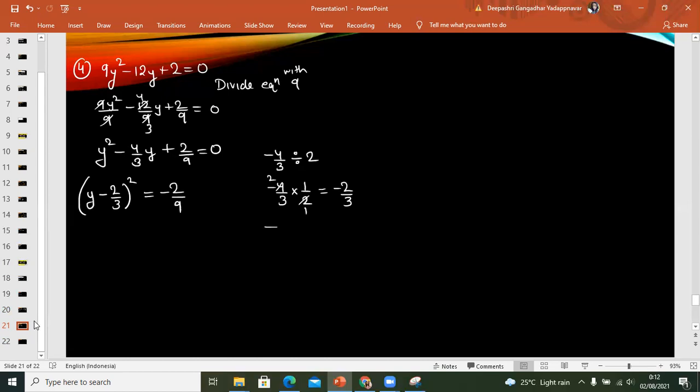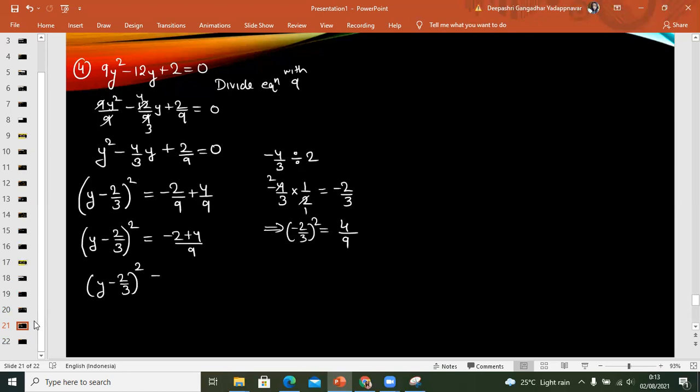What do we have to do in the next step? Square minus 2 by 3. It will become positive. 2 times 2 is 4, 3 times 3 is 9, and we can write this value here, 4 by 9. Same steps we are following to solve this question also. We just have to be very careful with each step so that we don't make silly mistakes. Now, since the denominator 9 is the same, I can write this as minus 2 plus 4 divided by 9. y minus 2 by 3 whole square equals, this will become positive 2 divided by 9.